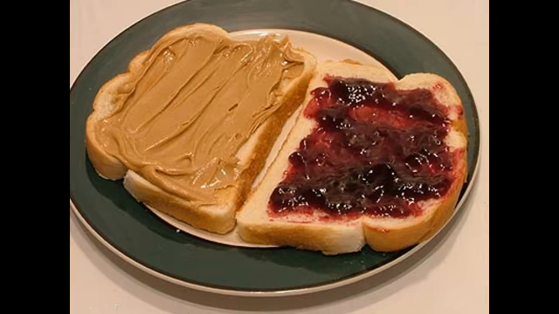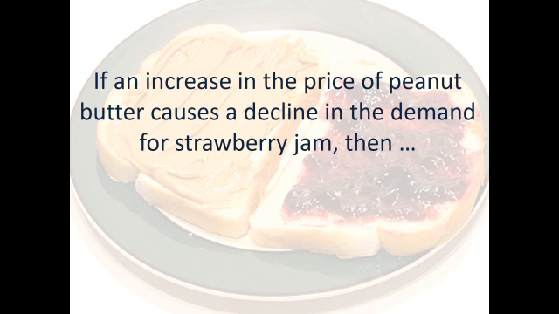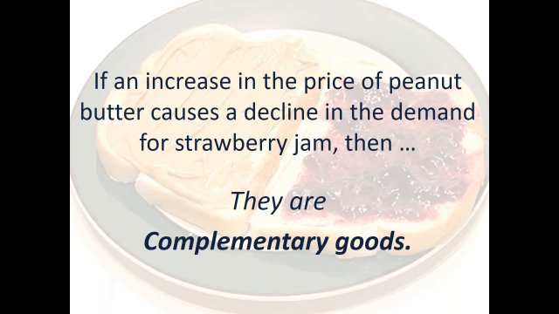Let's look at certain products. If we look at peanut butter and jelly. Now peanut butter and jelly overall in markets sell very well together because children love to have sandwiches made of both things and not one or the other. So in general, if an increase in the price of peanut butter causes a decline in the demand for strawberry jam, then they are considered to be complementary goods. In other words, whatever happens to peanut butter will happen to jelly or strawberry jam in this case.